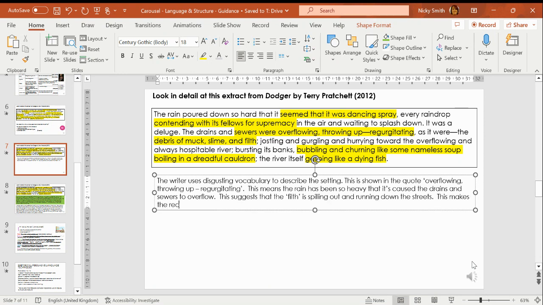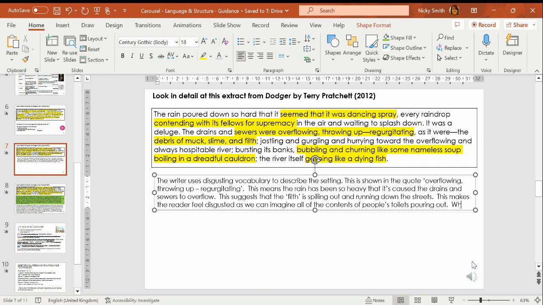This makes the reader feel or think or imagine disgusted as we can imagine all of the, let's be explicit here, all of the contents of people's toilets falling out. Now, that's already sufficient. You're already thinking about why language is being used. But you can go deeper to really get into that level 3 band by zooming in on particular words.